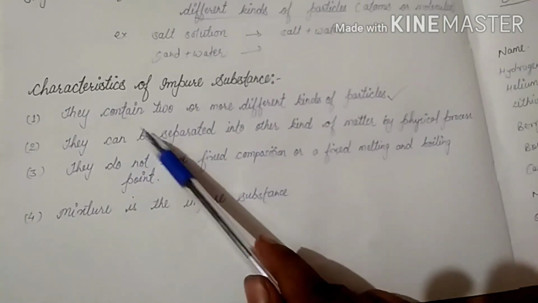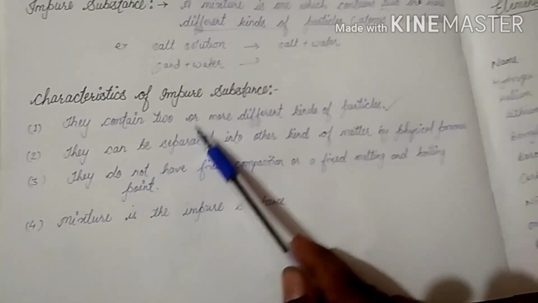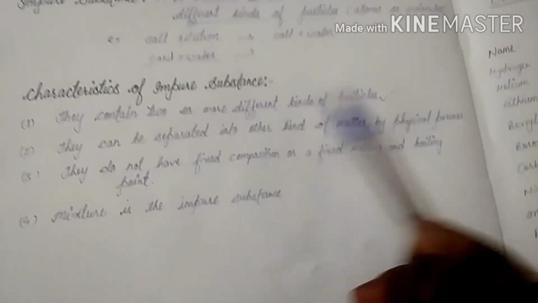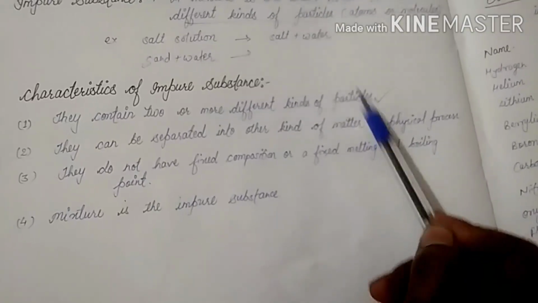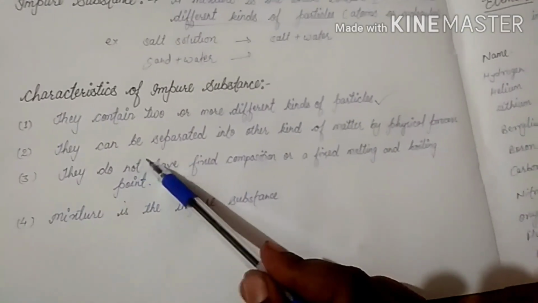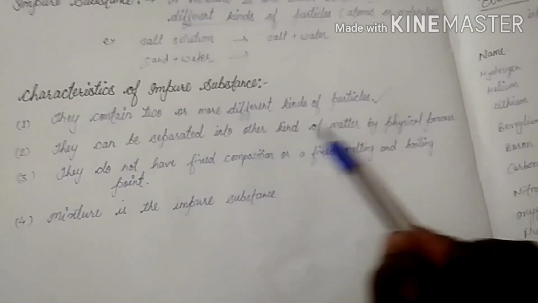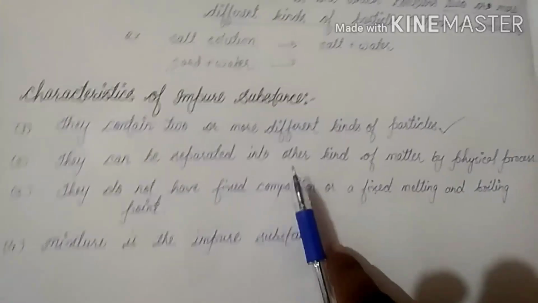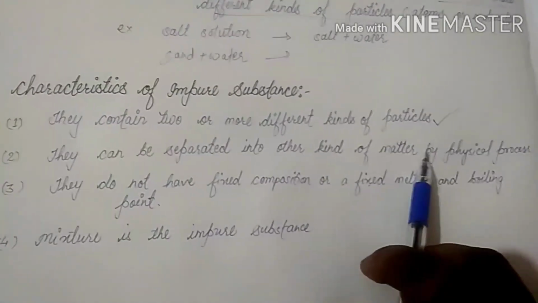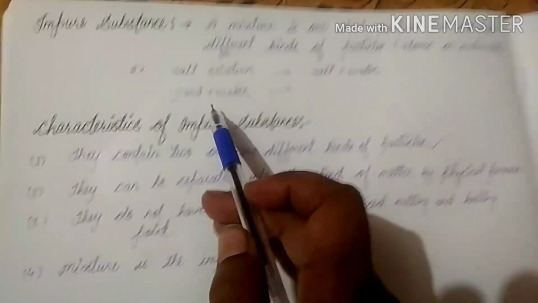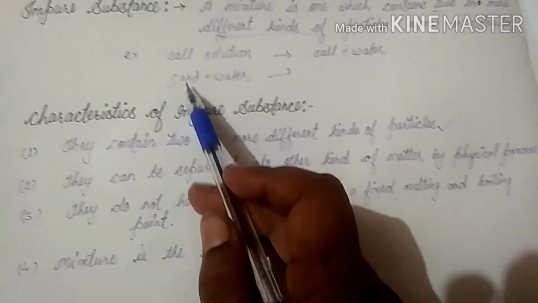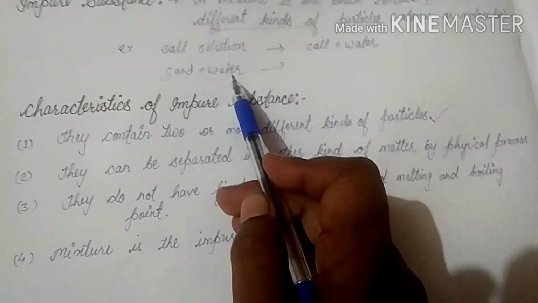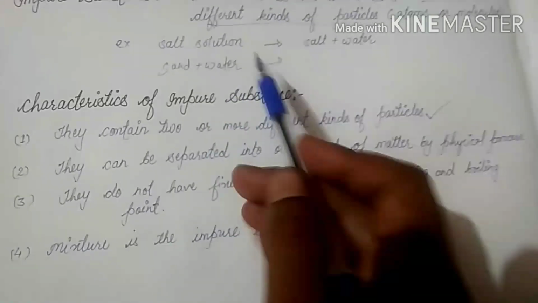First, I've already told you they contain two or more different kinds of particles. Clear? Second, they can be separated into other kinds of matter by physical processes. It means we can separate the sand and water by the process of filtration.